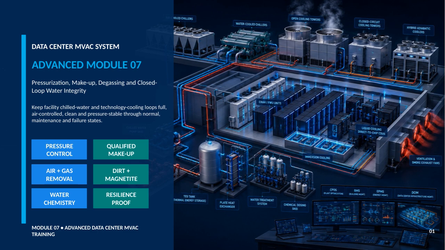Key areas include pressure control, qualified makeup water, air and gas removal, managing dirt and magnetite, maintaining proper water chemistry, and ensuring overall system resilience. Each of these elements plays a vital role in maintaining an efficient and reliable cooling system for data centers.